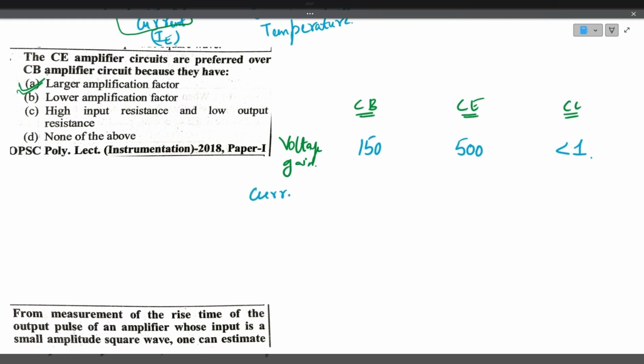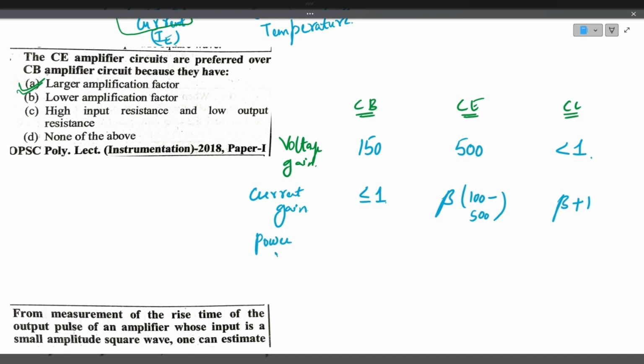Similarly, current gain for the common base is less than or equal to 1 because the input current is emitter current, output current is collector current. Both are approximately same. Whereas for common emitter, that is equal to beta, whose value varies from 100 to 500. For the common collector, it is beta plus 1, the current gain.